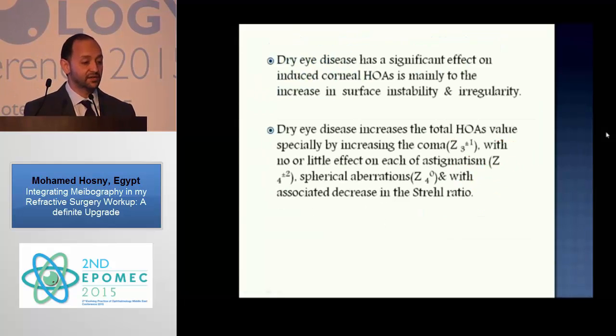So dry eye disease has a significant effect on induced corneal higher order aberration, mainly due to increase in surface instability and irregularity. Dry eye disease increases the total higher order aberration values, especially by increasing the coma, with no or little effect on astigmatism and spherical aberration, and with a definite effect on the Strehl ratio.